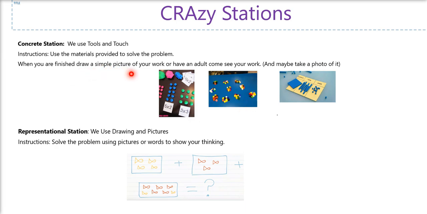Once you're done with the concrete station, you could move on to the representational station, which is where we use drawings and pictures. So you can see here that a student is working on an addition problem and they've drawn it out. Another example of a drawing might be a bar graph or a number line, or they could draw a hundreds chart, anything that helps them understand and make sense of the problem. So at that station, I expect you to draw me some kind of a picture to help you solve the problem.